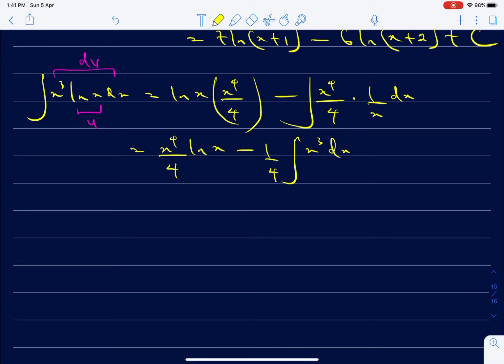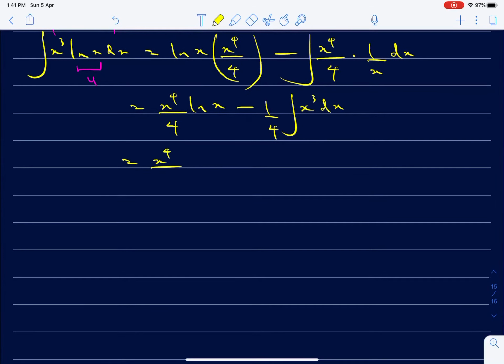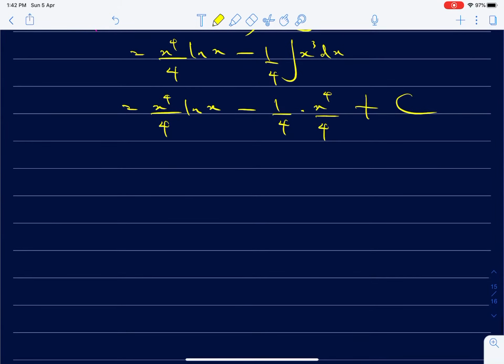Multiplied by the integral of x to the power 3 dx. And that simply means x raised to the power 4 over 4 ln x minus 1 over 4 times x raised to the power 4 over 4 plus c, which is finally x raised to the power 4 over 4 ln x minus x raised to the power 4 over 16 plus c.